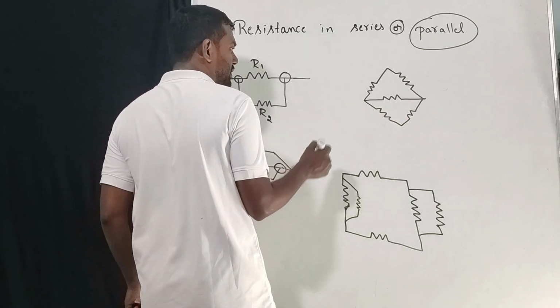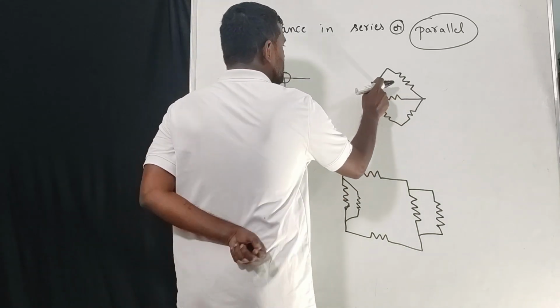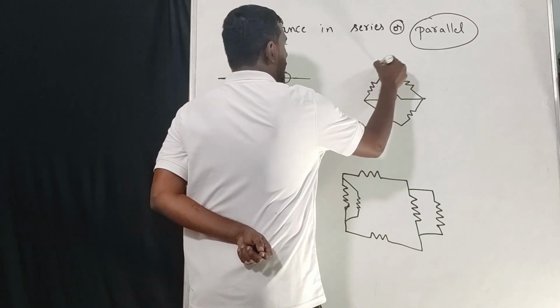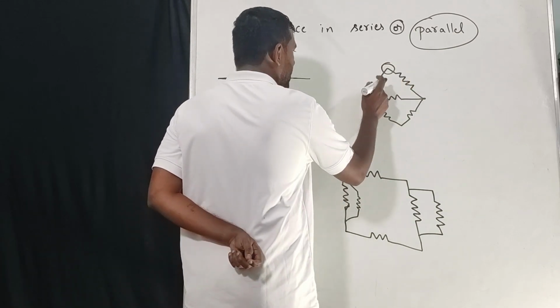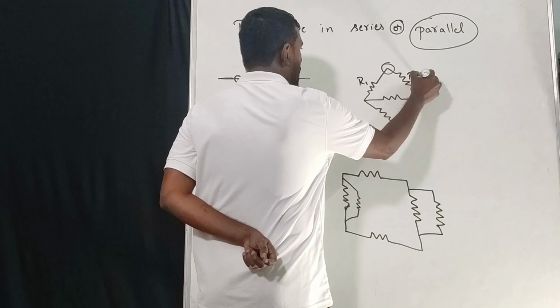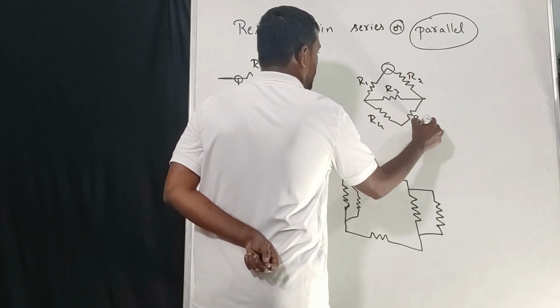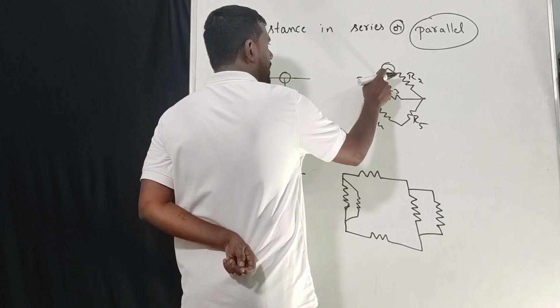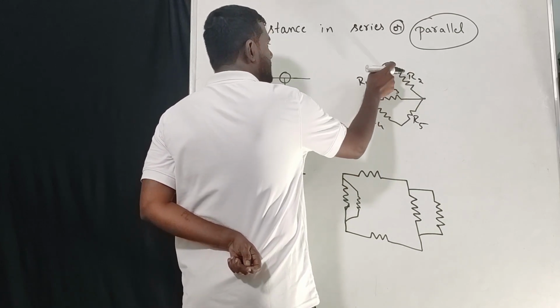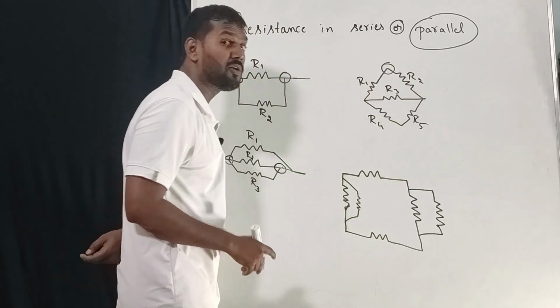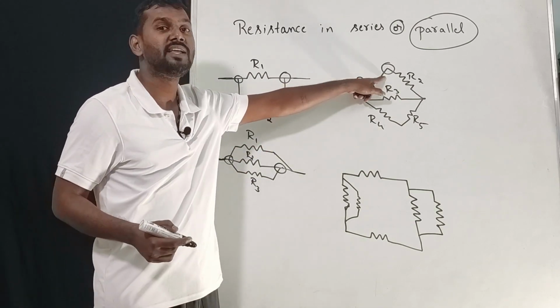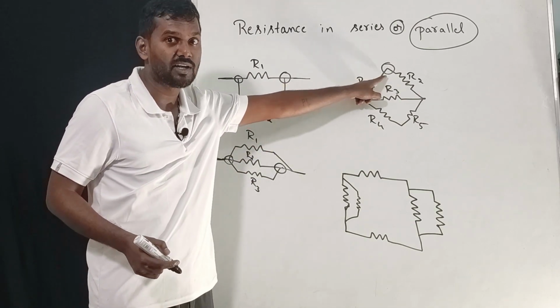Now we'll talk about this one. We'll see about these two. How many wires are there? One wire is coming from R1 and one more wire is coming from R2. So how many wires are there? Only 2. This is definitely in series.